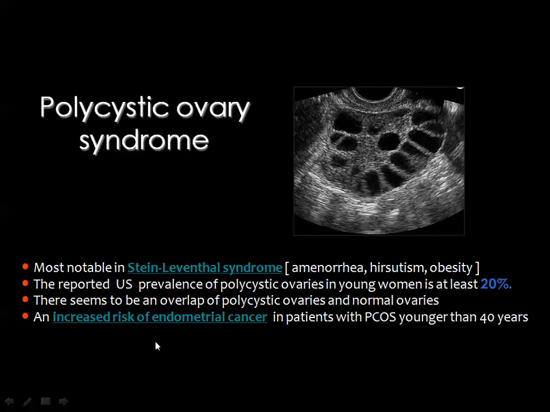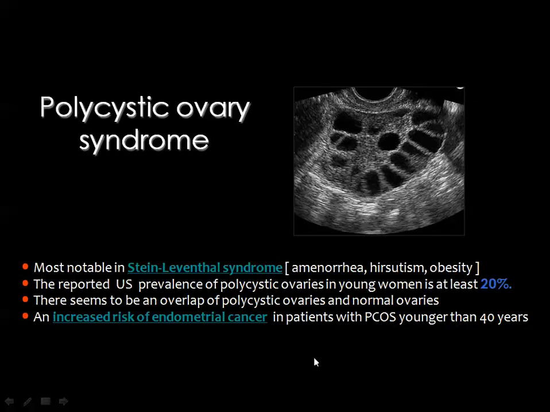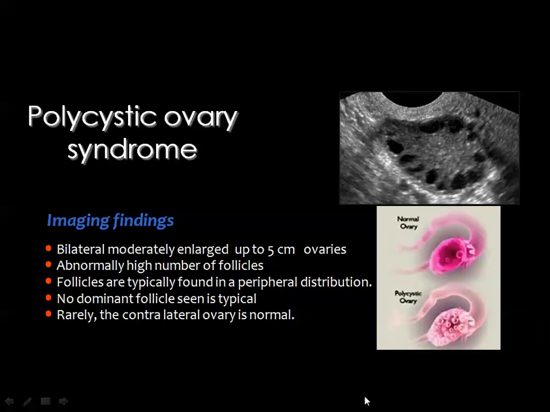An increased risk of endometrial cancer in patients with polycystic ovary syndrome younger than 40 years is known in the literature. Then the polycystic ovary syndrome is also known as the Stein-Leventhal syndrome, which is a combination of amenorrhea, hirsutism, and obesity.